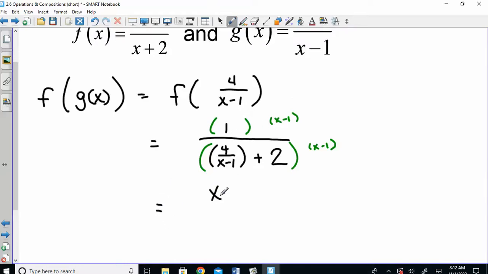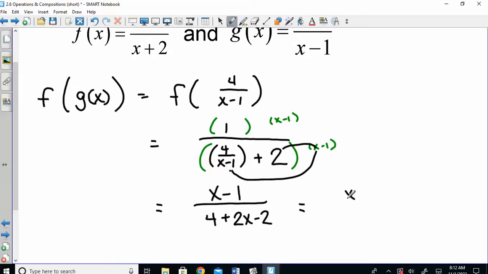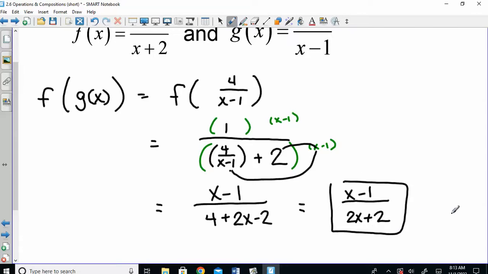So 1 times x minus 1 is x minus 1. 4 divided by x minus 1 times x minus 1, what happens to the x minus 1? It cancels and leaves me with a 4. Then I have to take 2 times x minus 1. So what's that give me? 2x minus 2. So we get x minus 1 over 2x plus 2. That's my composition.